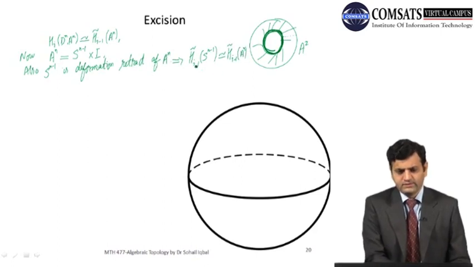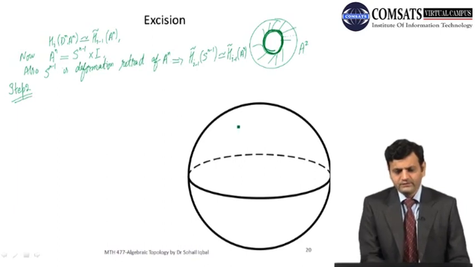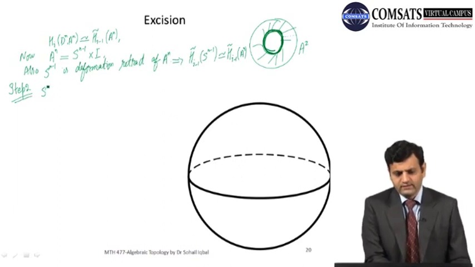Okay, so that's step number 1. So let's consider step number 2. In step number 2 we consider Sn, and we consider a subset Un of Sn, which is basically the set of all points of the sphere such that x_{n+1} is less than 0 and greater than or equal to minus 1.